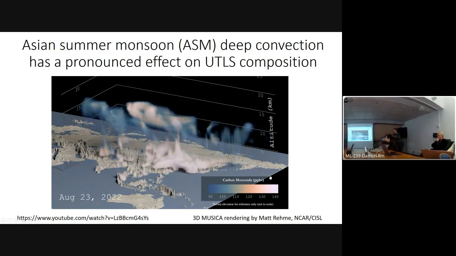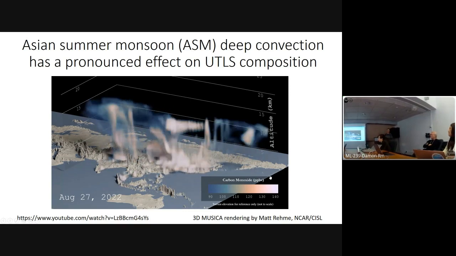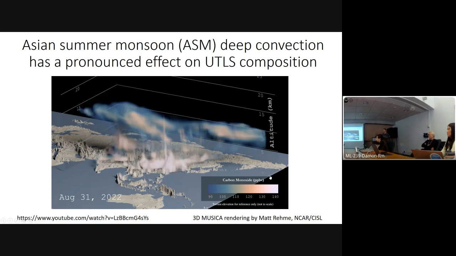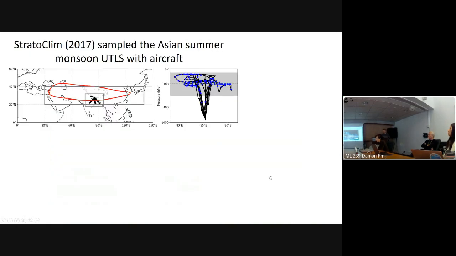So you can see individual convective storms that are redistributing boundary layer pollution into the upper troposphere and lower stratosphere. And you see the redistribution of that by the global, mean prevailing flow at that level, redistributing it to the surrounding regions. And also this can have a pronounced impact on the composition of the lower stratosphere as well. So certainly worth examining.